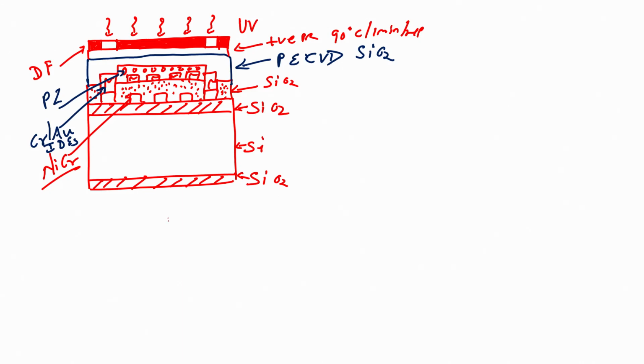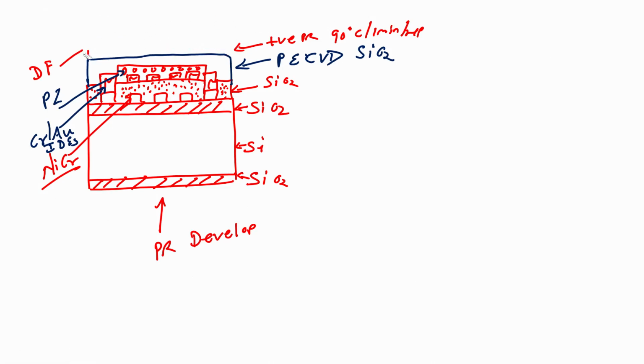When I dip this wafer in a photoresist developer, the photoresist will be there in all the region except the contact area, because the unexposed region in the case of the positive photoresist will be stronger. So, I will have photoresist in this area.